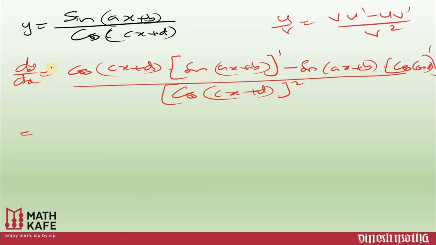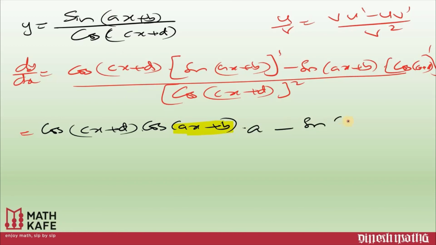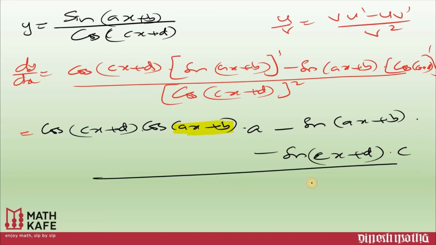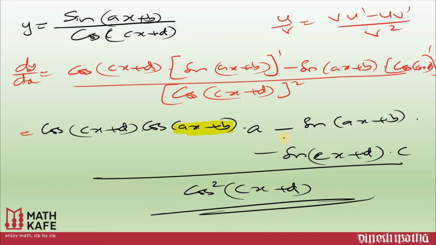Now differentiate it. This is cos of cx plus d, same thing, no change. We are not differentiating that, into derivative of sin will be what? Cos of ax plus b into what will be this angle here? It's not an x, so we differentiate again, we'll get an a, minus sin of ax plus b into derivative of cos will be negative sin of cx plus d into c, whole divided by what? Cos square of cx plus d. You can just rewrite minus into minus will become plus, that will be the answer. And these things are just to understand the process. Hardly you will get any question directly like this, but you need to understand the process and procedure.